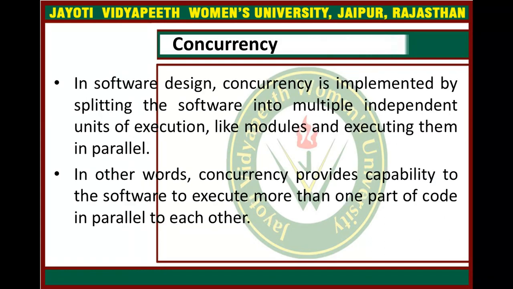Now the next is concurrency. In software design, concurrency is implemented by splitting the software into multiple independent units of execution, like modules, and executing them in parallel. In other words, concurrency provides the capability to the software to execute more than one part of code in parallel to each other.